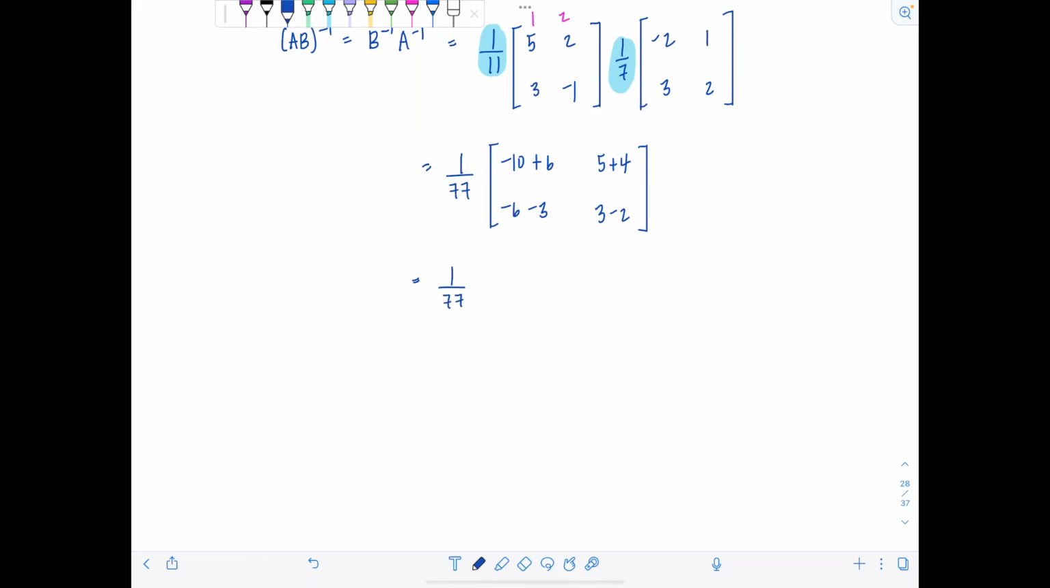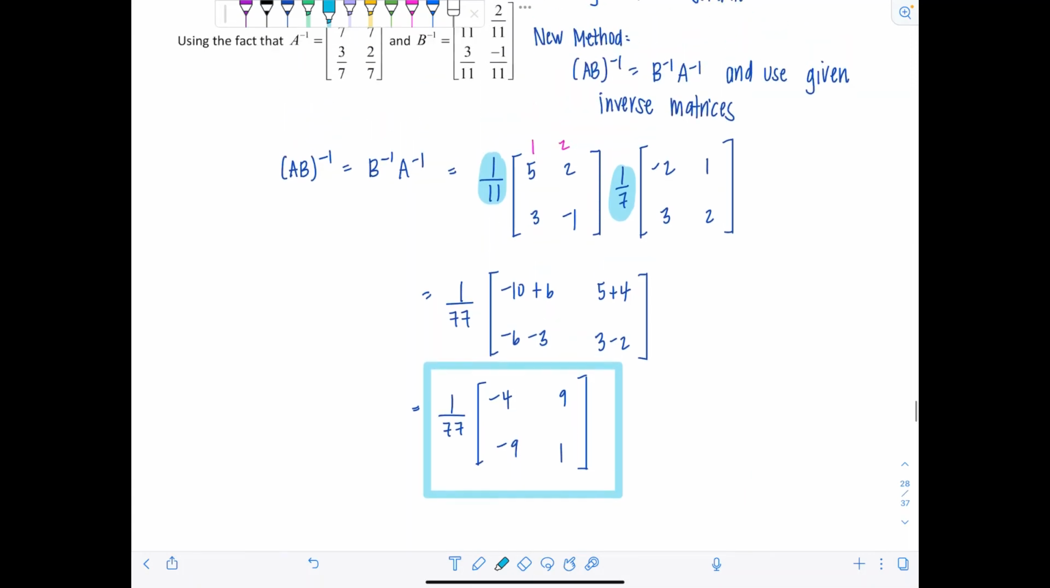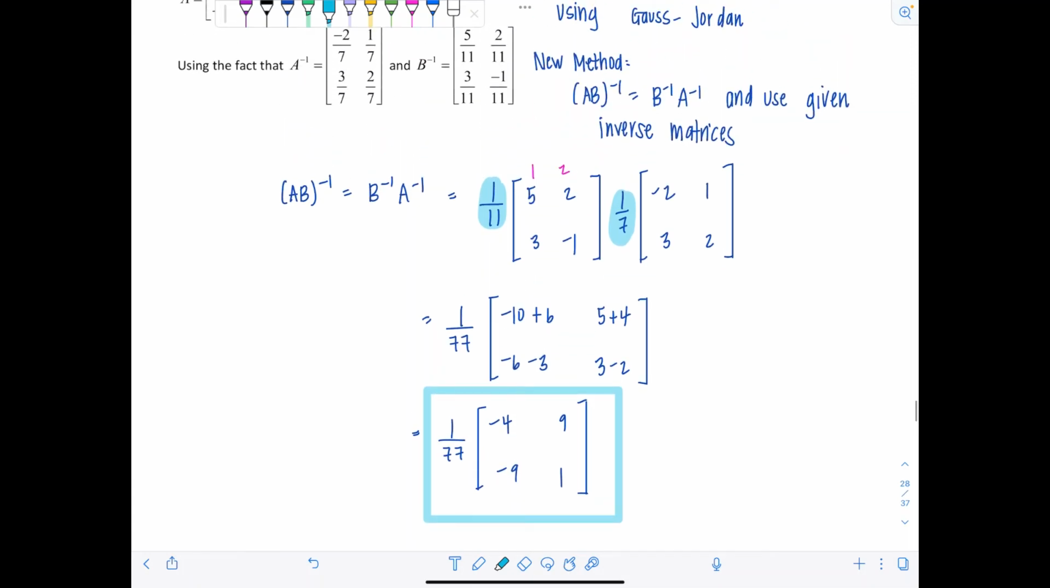1 over 77 times, what do we got here? Negative 4, negative 9, 9, 1. Love it. Okay. If you don't believe me, you can sit there and multiply out B inverse and A inverse with all those fractions. Have yourself a little challenge sesh, okay? Good. I got a couple more proofs for you, and then we are done with this lesson.